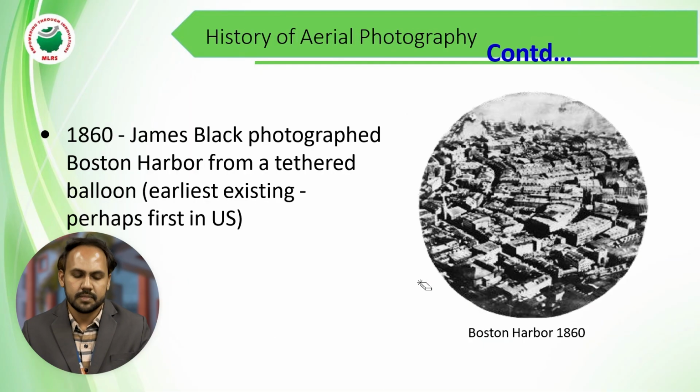In 1860, James Black photographed another area, that means the US. He also captured the vertical photograph from a hot air balloon, but it is also not a truly vertical photograph, because we could see there is a little bit of inclination or tilting present in this particular photograph.